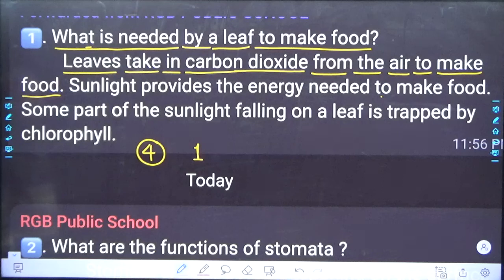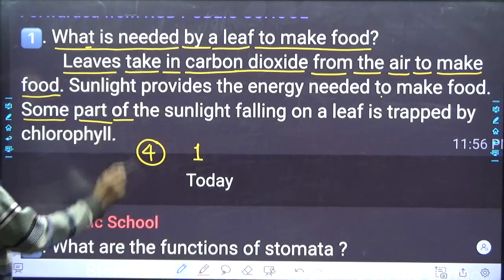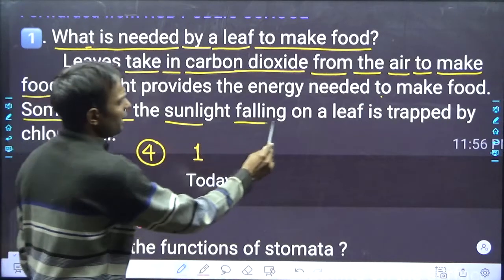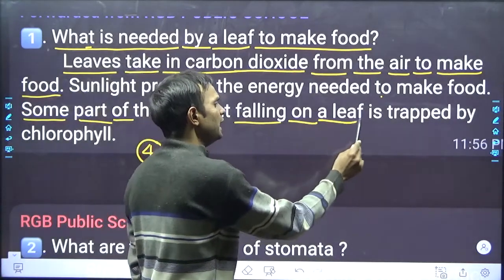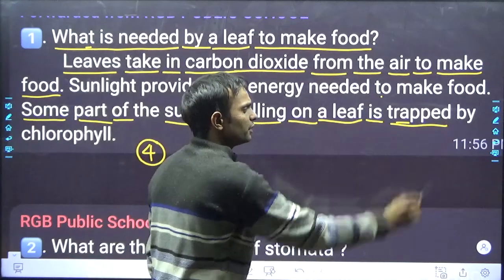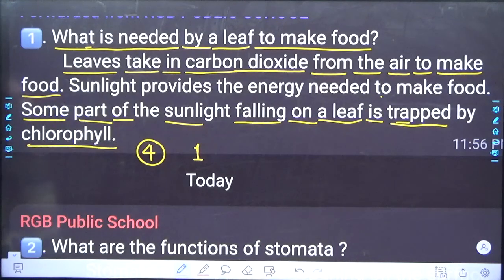Some part of the sunlight falling on a leaf is trapped by chlorophyll.